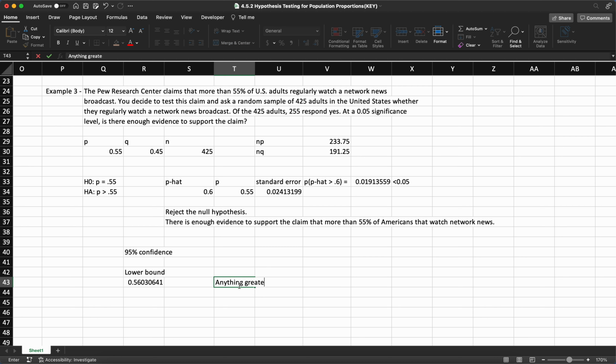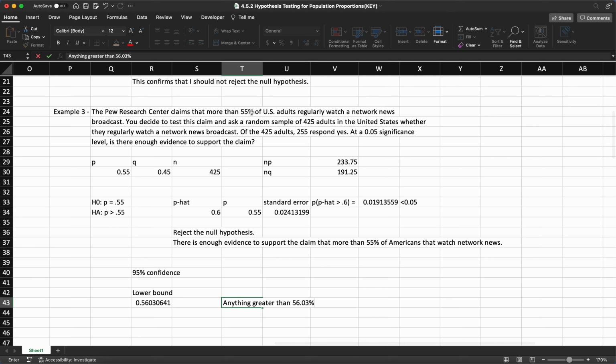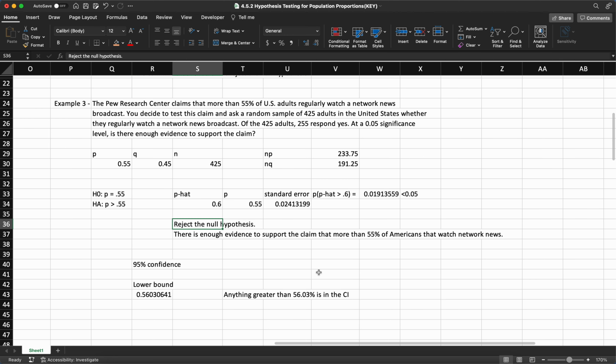anything greater than 56.03%. Now, our original claim of 55% is outside of this confidence interval, which is why we rejected the null hypothesis to begin with. I hope this clarifies any misunderstandings you might have had, and I'm sure they were due to stuff that I've taught you in the past.